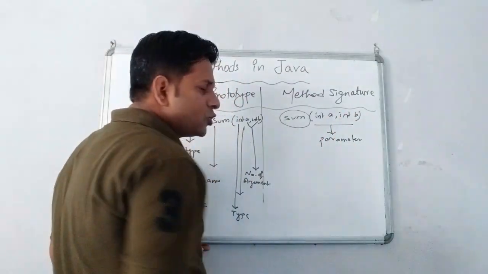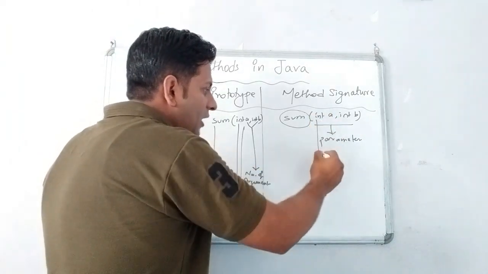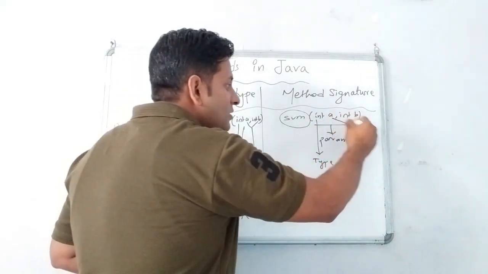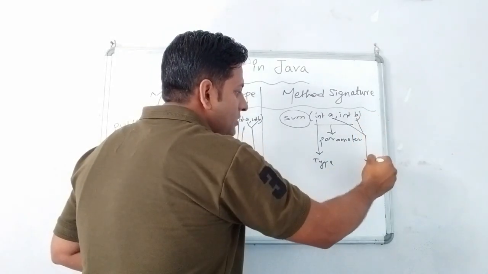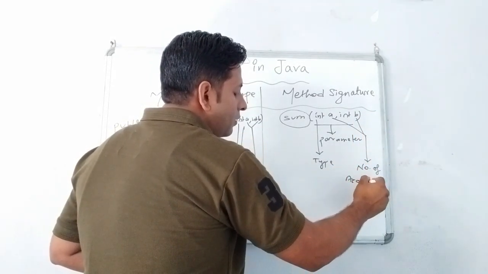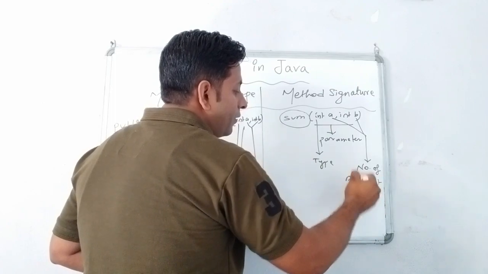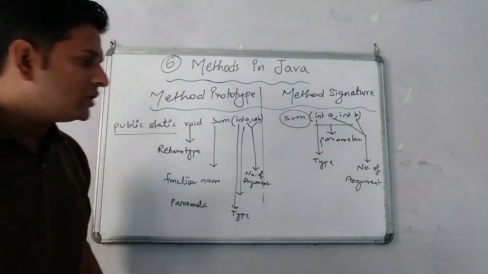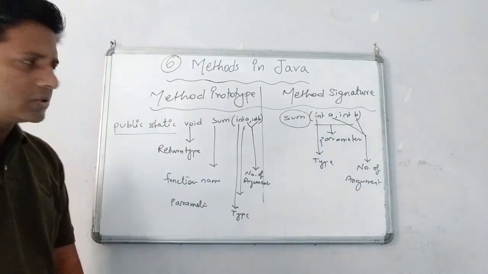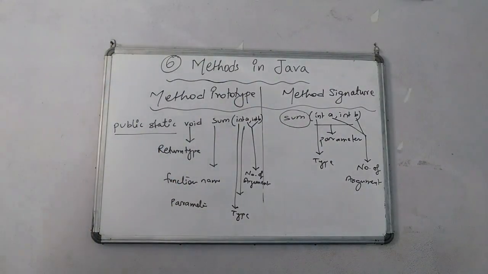So this total part is known as parameter. Here we get the type of parameter, which type of parameter is used, and children, one more thing we get, that is the number of arguments. See children, this is the difference between method prototype and method signatures. See, once again I am explaining you this part.